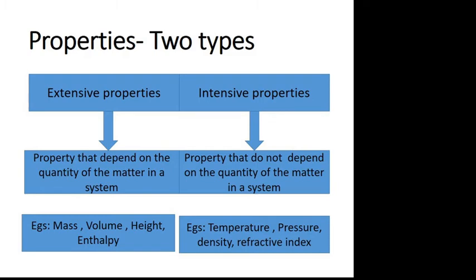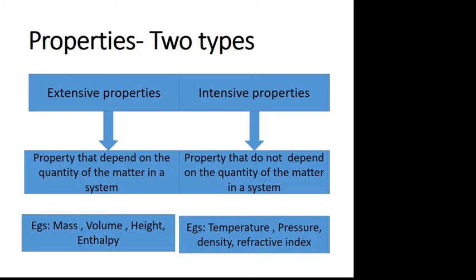The property that depends on the quantity of the matter in a system is what is known as extensive property. We have seen the volume. Then the property that does not depend on the quantity of the matter in a system is what is known as intensive property. The temperature or boiling point we have seen.